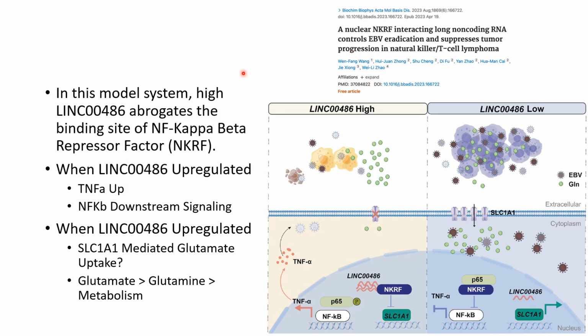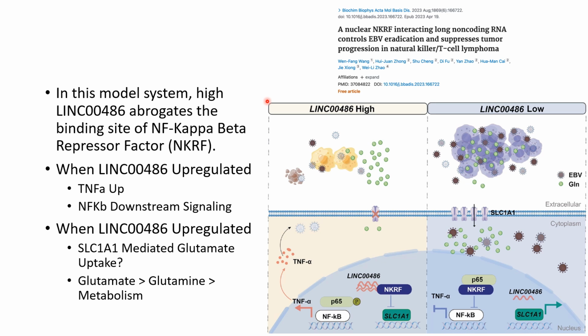In this paper by Wang, they discuss the mechanism of LINC486, which again, no one really talks about. This is in an EBV system, but what they theorized to be happening here is that LINC486 is abrogating this transcription factor, NKRF, which is a repressing factor for NF-kappaB, which has a ton of downstream T cell effects, right? So when LINC486 is upregulated, you'll increase TNF activity, you'll create all these downstream NF-kappaB pathways.